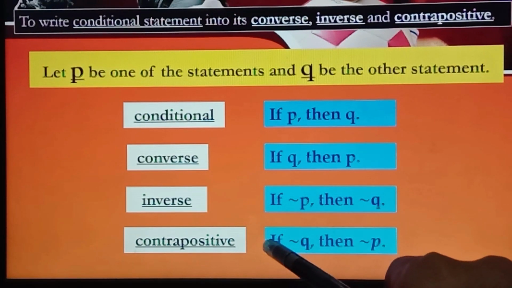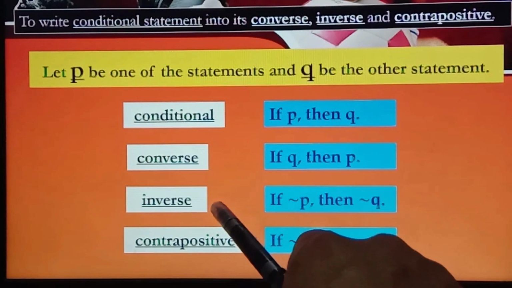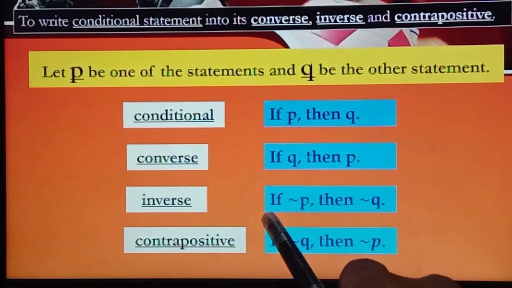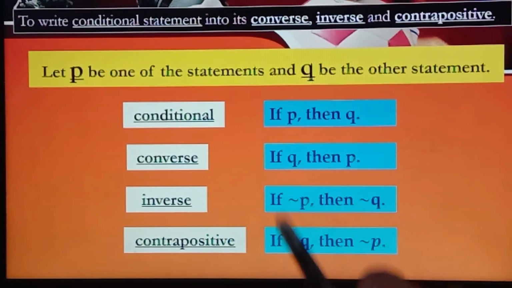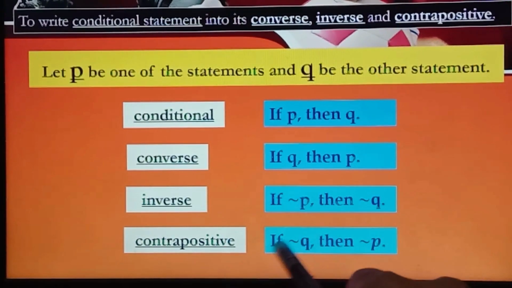So obviously it is the negation of the converse. And it could also be the reverse of your inverse. If your inverse is if not P, then not Q, the contrapositive will be the reverse: if not Q, then not P. So you could have those ideas so that you will not have difficulties in writing a conditional statement into its converse, inverse, and contrapositive. Okay, so I hope this is now very clear.